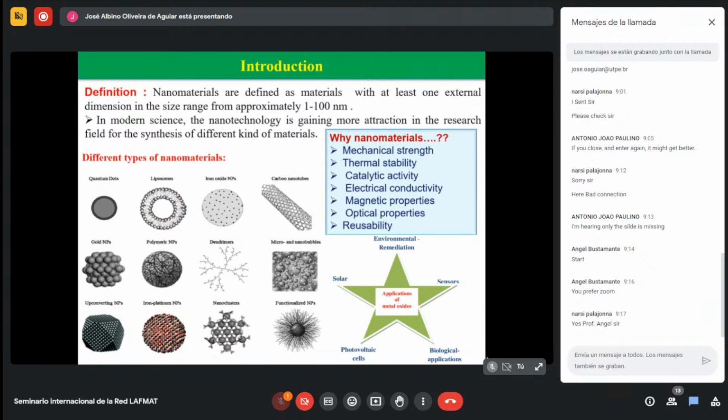Why are nanomaterials used? Nanomaterials show medical properties, thermal properties, electrical properties, magnetic properties, and reusability as well. Nanomaterials have a huge number of applications: environmental applications, solar energy, sensor applications, photocatalytic activity and biological applications. Please go on to the next slide.